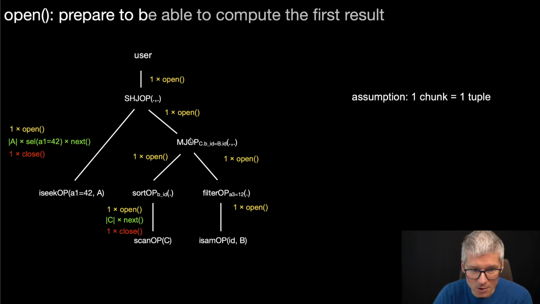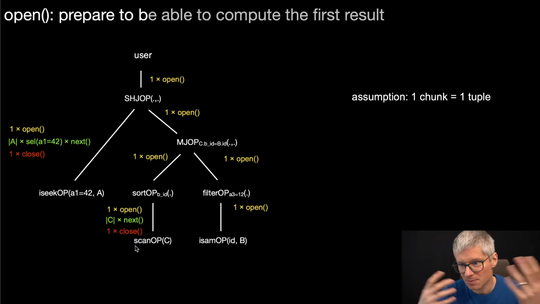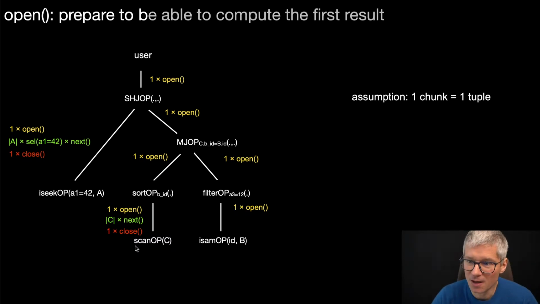You call open on the merge join. It calls open for its children, and so forth. Then sort in the open, as explained before, an external merge sort. All the data will be read, all intermediate merges except the last will be done, and so forth.